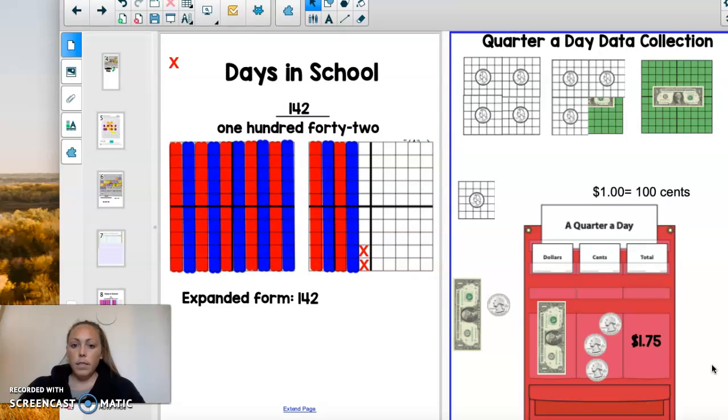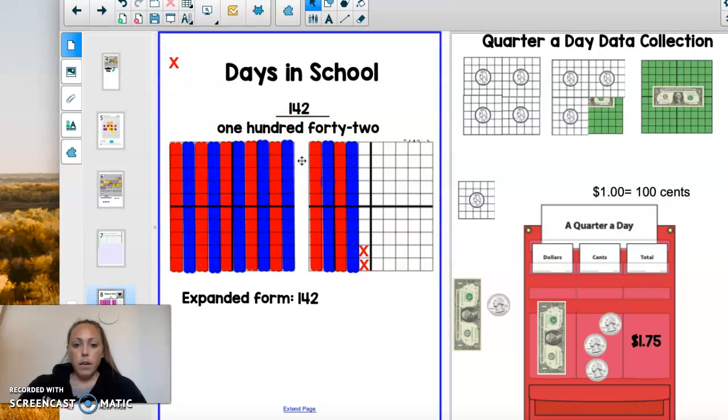Now, let's work on our days in school and our quarter-a-day collection. Since we didn't do number quarter together on Friday, I went ahead and added an X for that day since it was still a day in school. But now, we're going to work on doing this together. So on Friday, we were at 142 days in school. But now we need to add another X.